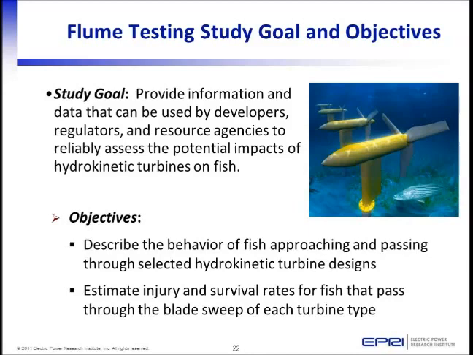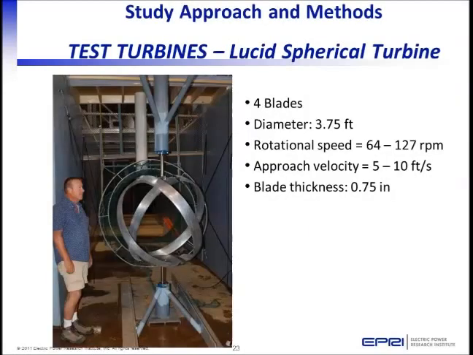And that includes describing the behavior of the fish as they approach and pass the turbines, as well as the estimates of injury and survival for fish that don't avoid the turbines and pass through the swept area of the turbine. Next slide. You've already seen this similar shot to this for the spherical lucid turbine.